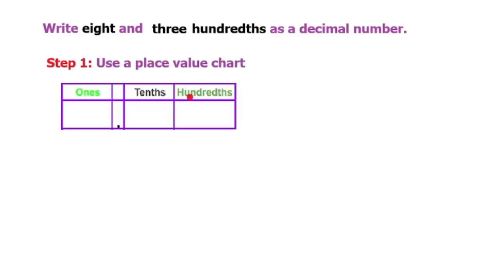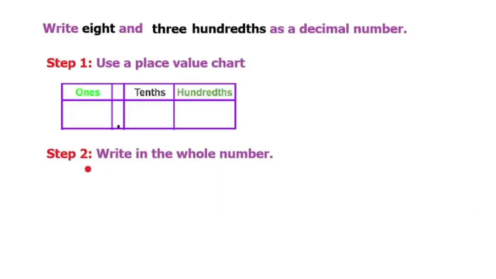So the first step is to use a place value chart. And here are the ones column, the tenths, and the hundredths. And the ones that end in THS, like this, are after the decimal. So that's how you know what the decimal place values are.